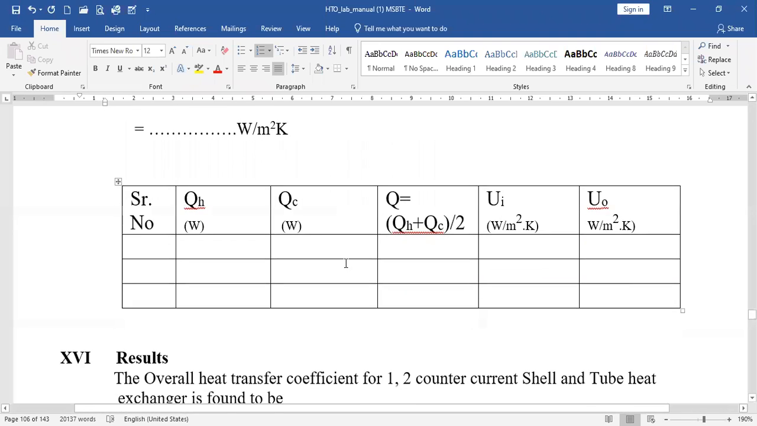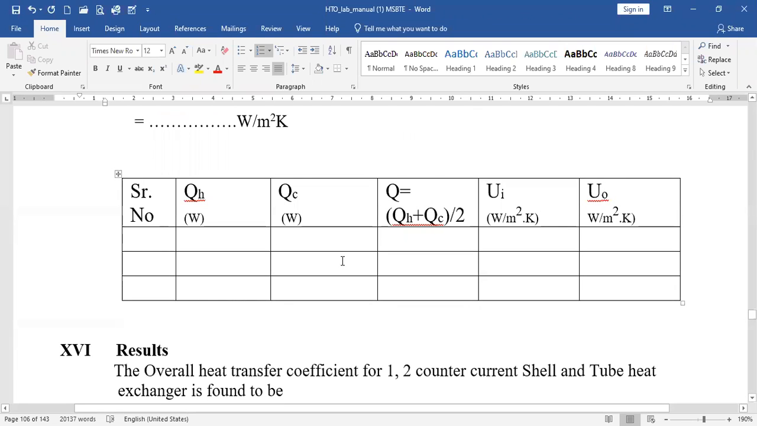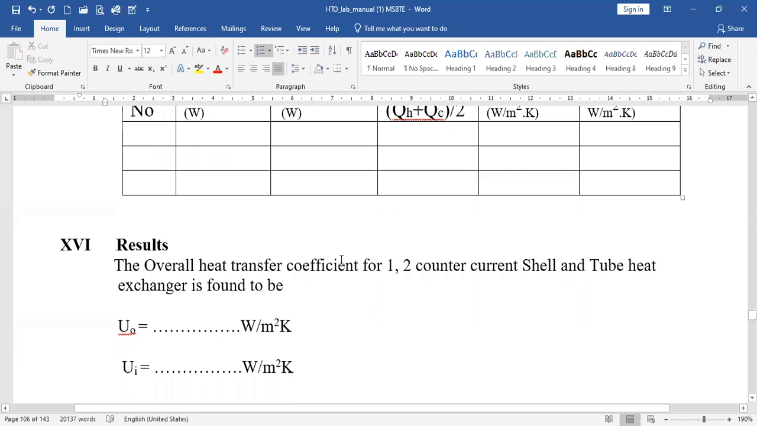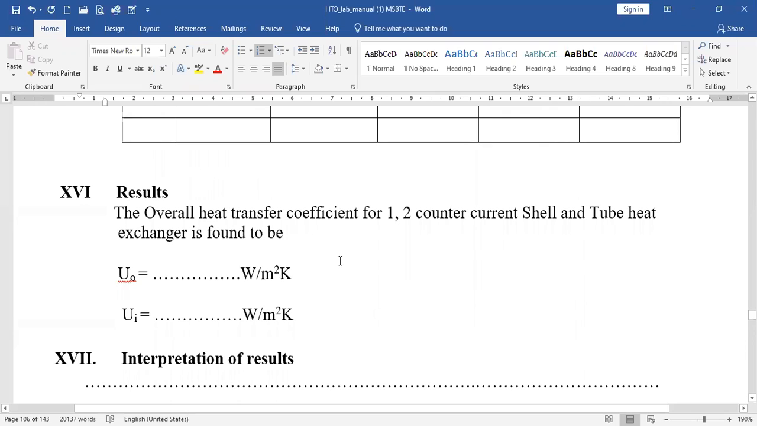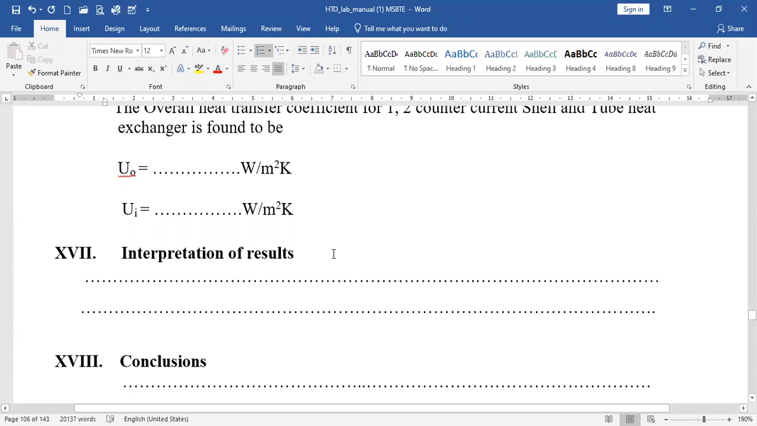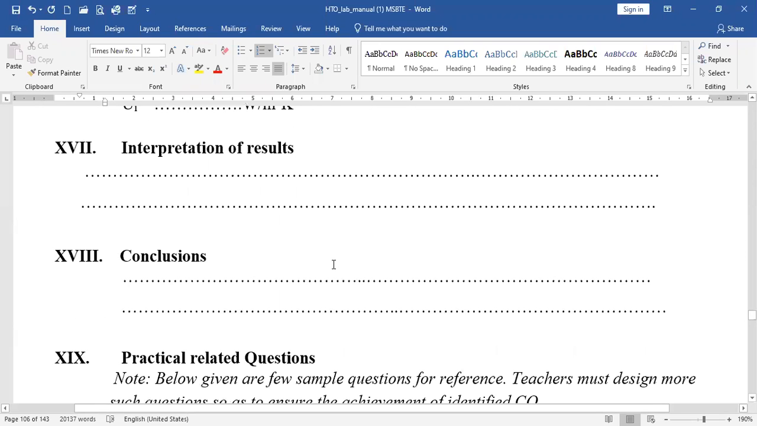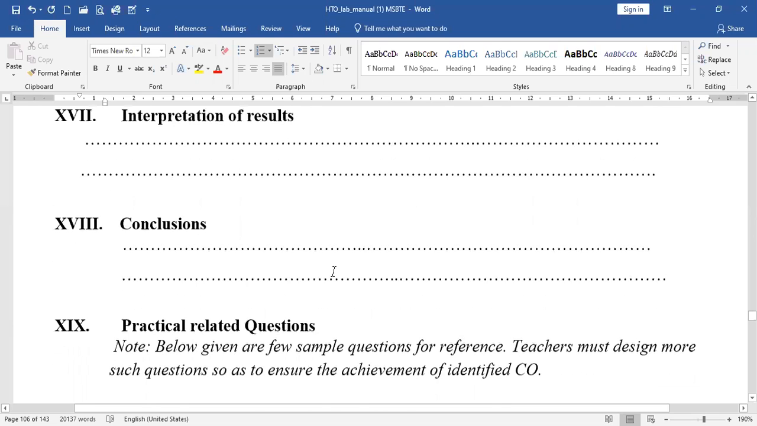So we can put these values in this result table, and we can write the final result as UO is equal to this, UI equal to this, in terms of watt per meter square Kelvin. On the basis of these UO and UI values, we can interpret the result and conclude why these results are in this way, right?